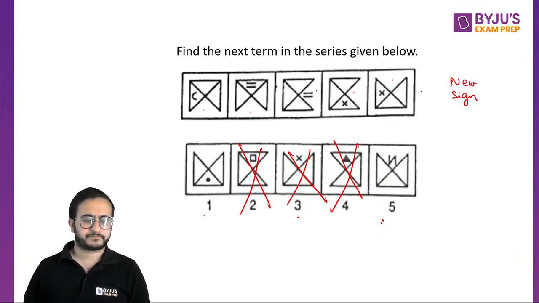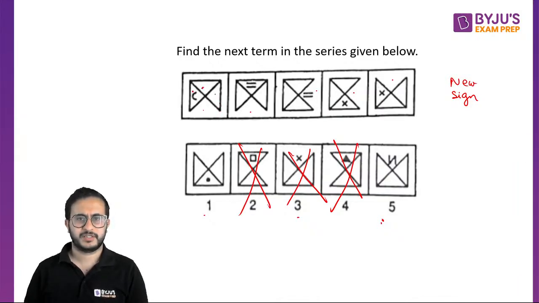Okay. Now out of this, when a new sign comes, it is in the closed area. It is following a rotation. So first it was here, then it came here, then here, here. So the new sign should come on the top. Okay, so that is in fifth. So option 5 is the right answer.